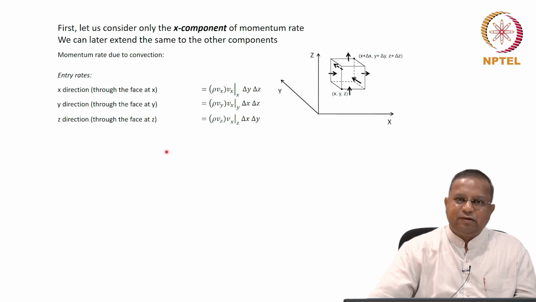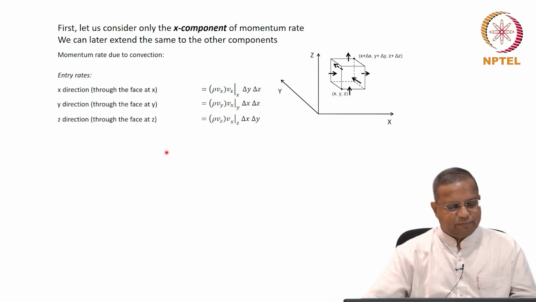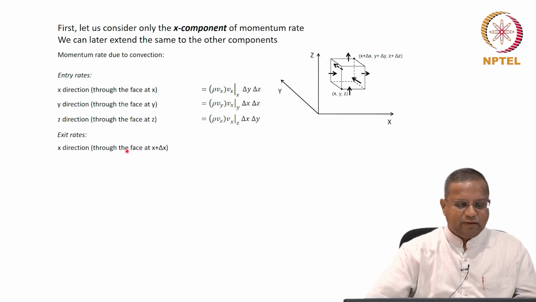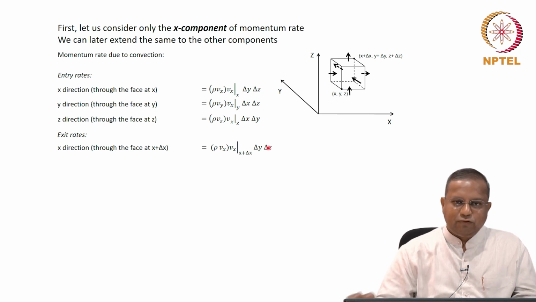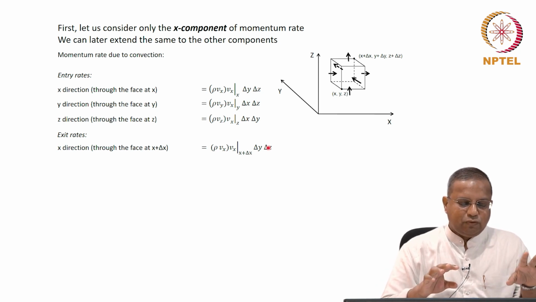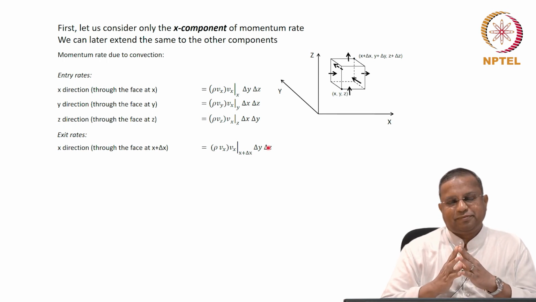Let me write one of the exit rates and give you some time to write the other exit rates so that you'll get used to this process. It will also make things interactive. You'll learn much better. The exit rate in the x direction is through the face located at x plus delta x. So that is going to be rho vx vx at x plus delta x times the area, which is going to be the same, delta y delta z. Now, I'd like you to pause the video, go and write the exit rates for the y direction and the z direction, and then let's compare notes. Go ahead, please.